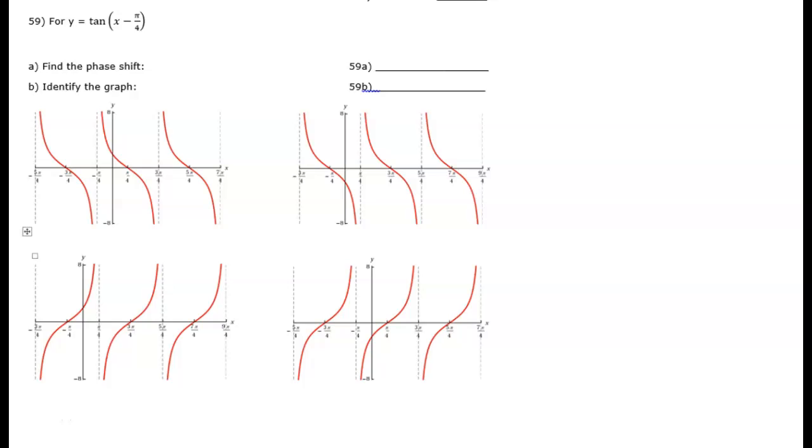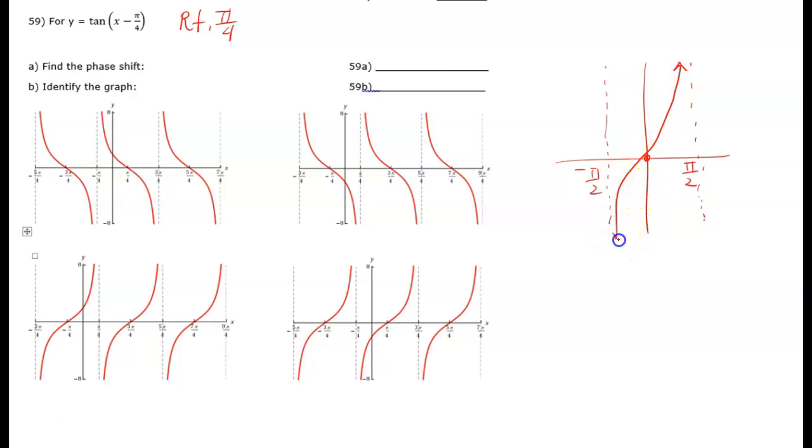Okay, here we have one, the tangent of x minus pi over 4. So we're going to basically take the standard tangent graph and move it right pi over 4. If you remember, the standard tangent graph has a vertical asymptote at negative pi over 2 and positive pi over 2, and it passes through the origin.